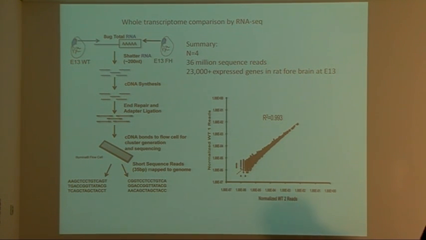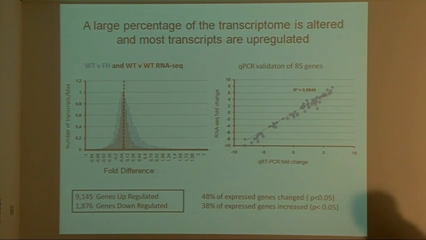And using this data with n's of 4, we found that in fact 9,000 transcripts are upregulated in the mutant prior to any phenotype onset. And about 2,000 are downregulated, significantly by ANOVA with n's of 4.